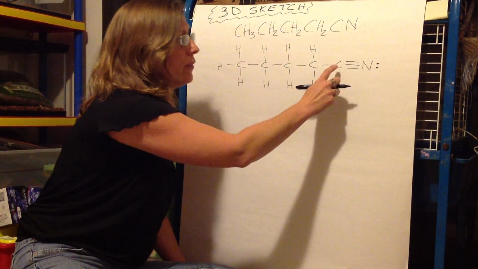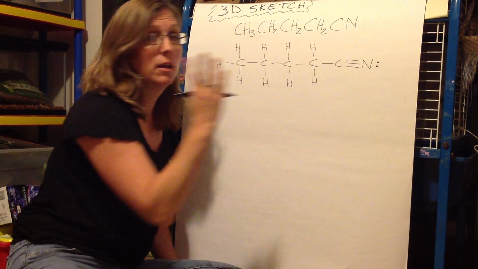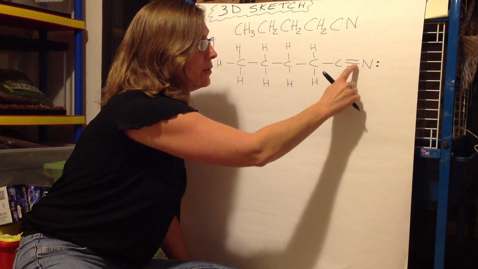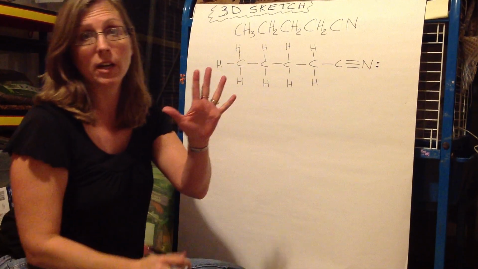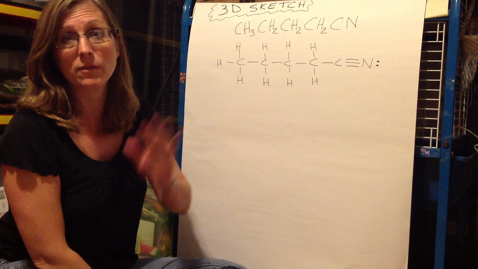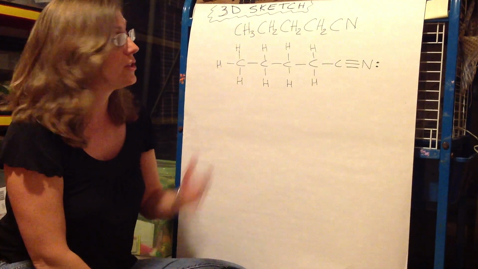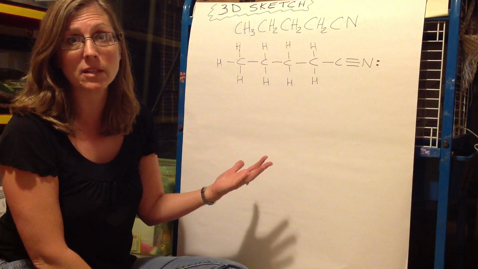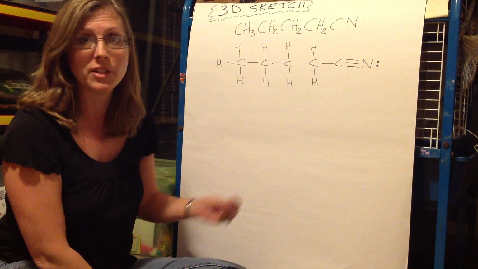We could count for carbon 1, 2, 3, 4. Carbon has 4 and wants 4. Nitrogen 1, 2, 3, 4, 5. Nitrogen has 5 and it wants 5. So both of those would be neutral. So we have our complete Lewis structure. Now, in order to do the 3D sketch, we need to consider the hybridization for each atom.